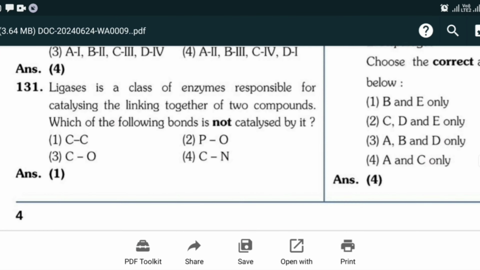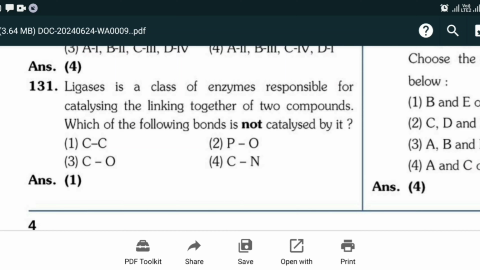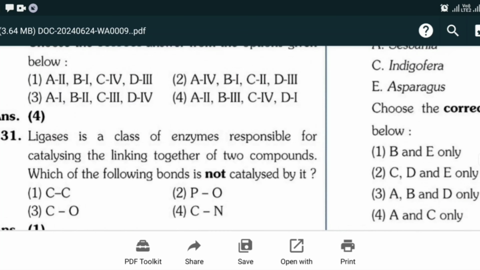Then ligases is a class of enzyme responsible for catalyzing the linking together of 2 compounds. Which of the following bonds is not catalyzed by it? This is from the enzyme part of biomolecules. Here carbon-carbon linkages are not formed through ligases. So ligases only help in C-O, C-N and P-O bond formation. That is, ligation means joining. So the answer will be the first option.